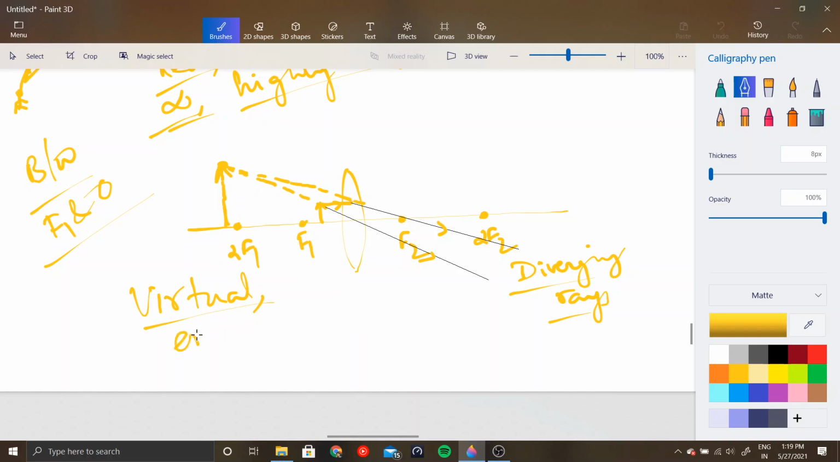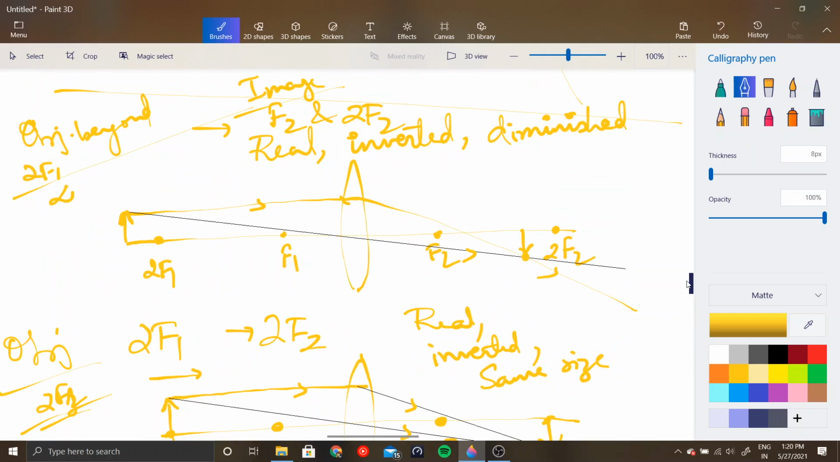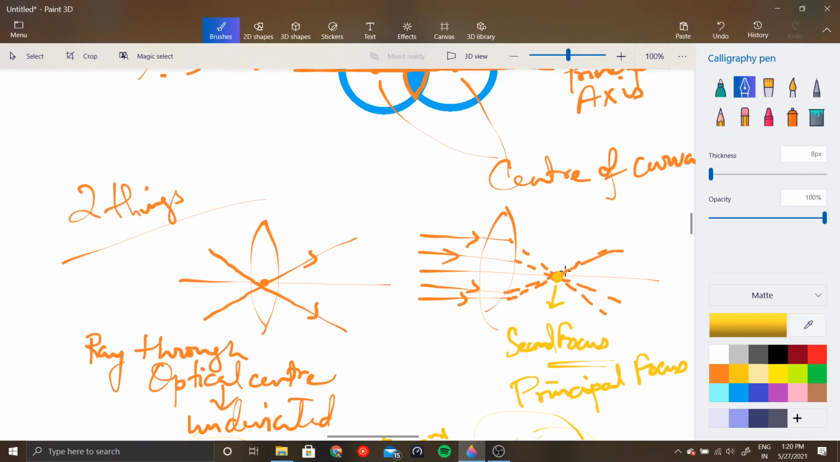Second thing is it's erect. You see that it is erect, right? Third thing is it is formed beyond 2f1, so beyond the first center of curvature. And this is magnified. So in your magnifying lenses, you actually use a biconvex lens. So this being done, we have actually covered everything related to convex lenses.